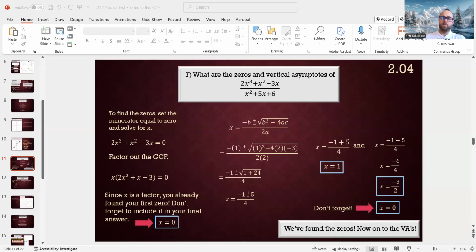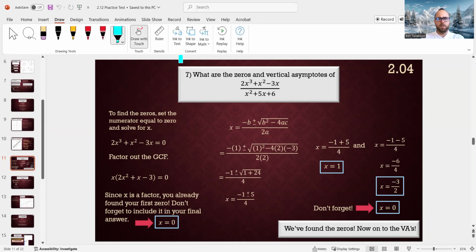We're picking up where we left off with number 7. This is the second half of our Unit 2 practice test. Here we go. What are the zeros and vertical asymptotes of this fraction? So there are two parts to this question. The first part we're going to answer is, what are the zeros?